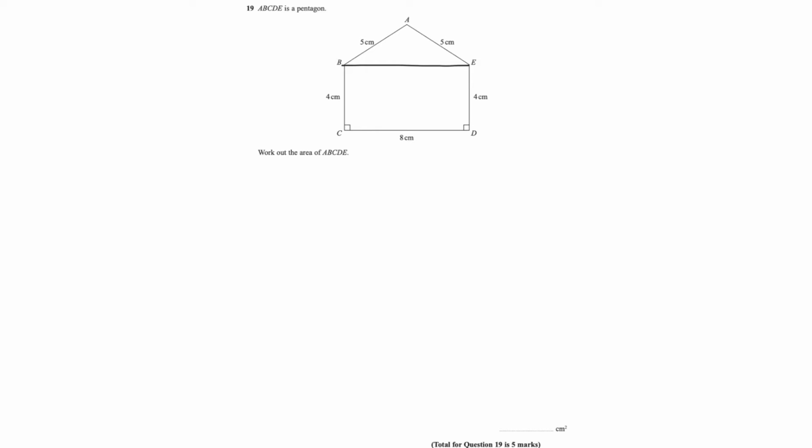Now, to get the area of the whole shape, what I will do is I'll find the area of this rectangle, and then I'll find the area of the top here. I should probably warn you that this came on a paper 1, so you do not have a calculator for this, and no calculators, I'm afraid. Okay, let's start getting to work.